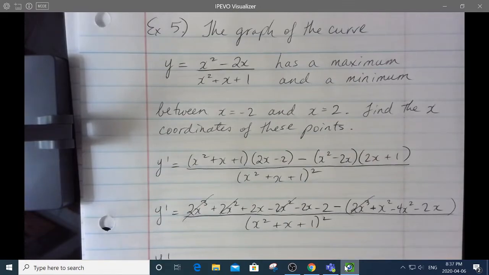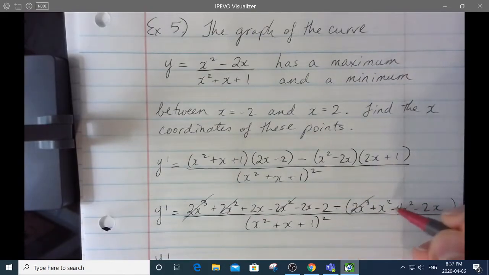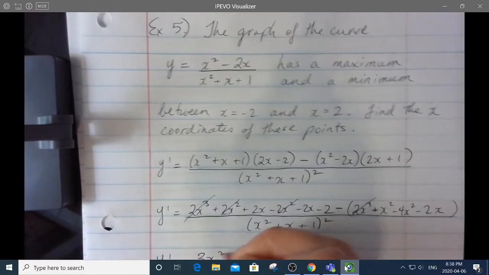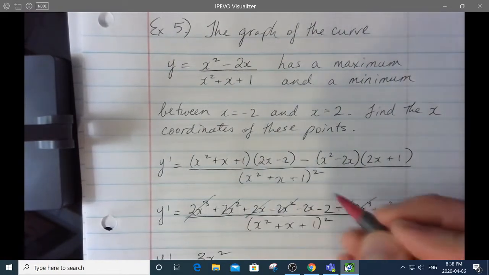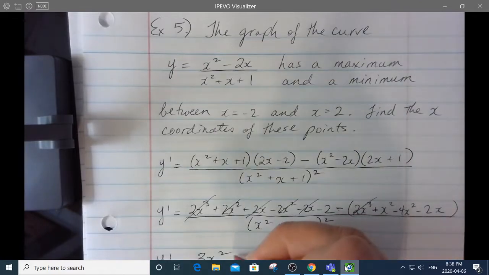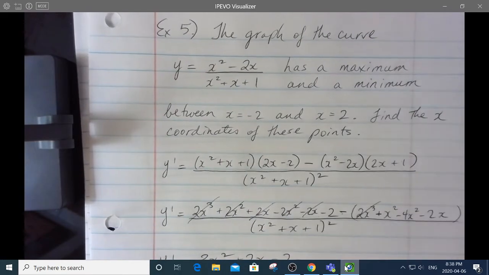And then, what else do we have? No more x squareds there. We have a minus negative, so let's put that together. That's x squared minus 4x squared, which is negative 3x squared, but I'm minusing the negative, so that's 3x squared. And then that 2x minus 2x, I missed that cancel. And then I have minus a negative 2x, which is plus 2x. And then I have a minus 2.